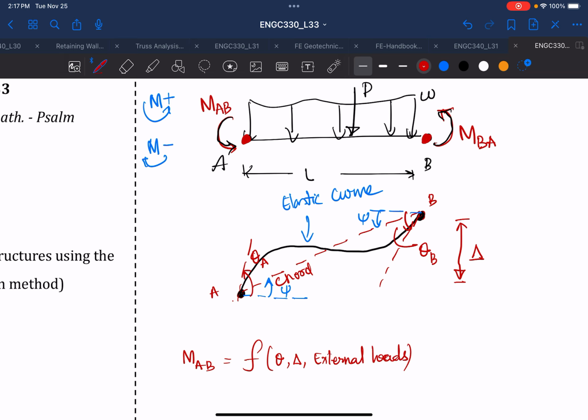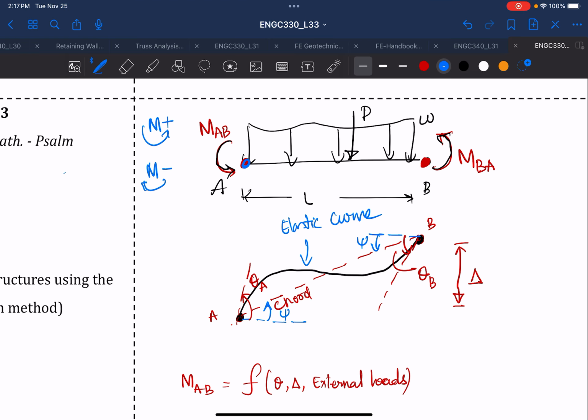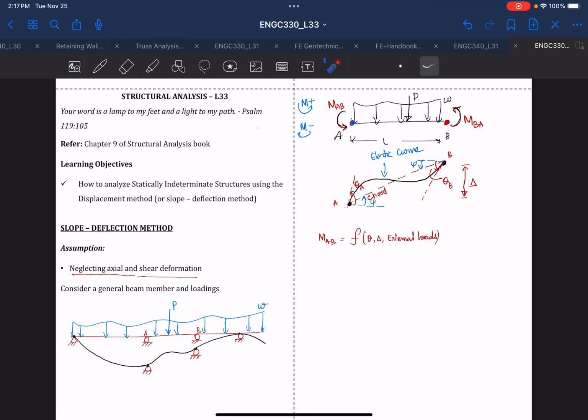What does it mean? It means that the moment at A will be affected by the load applied, and also will be affected by this slope or angle, and also will be affected by this settlement. So that's the concept here. It's slope deflection. I find a relationship between the moment at each joint due to the slope, due to the settlement, and due to the external load. So that's the basic idea of the slope deflection method.